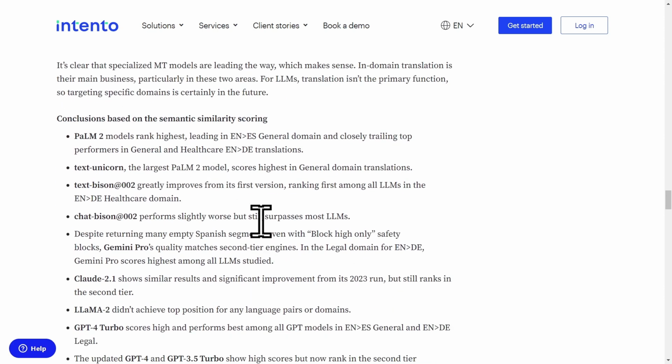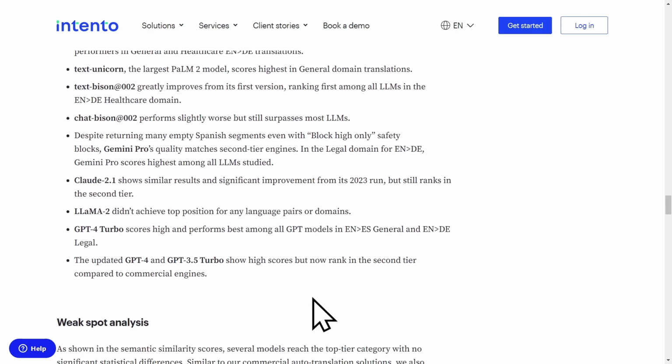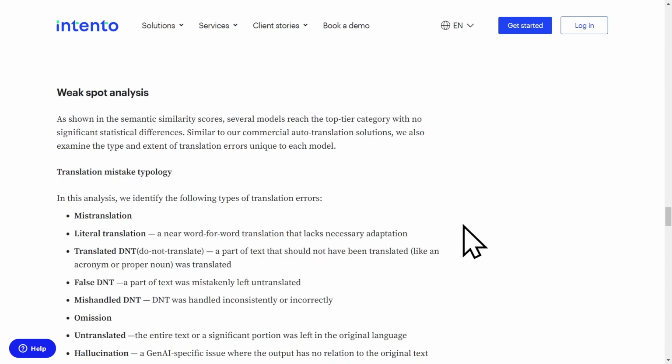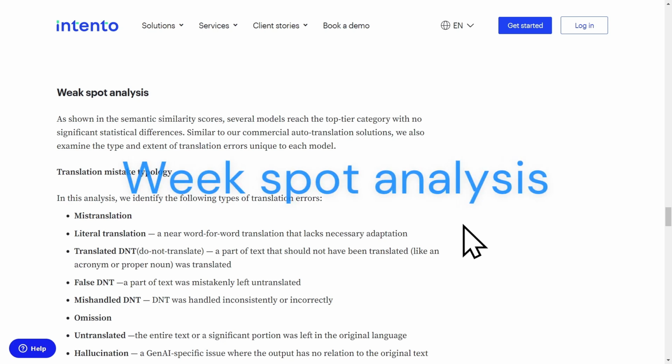Now they give you here a breakdown of what happens specifically with each LLM that has been tested, and that can tell you some interesting things. So for example, one that is widely known, let's look at GPT-4 Turbo. It scores high and performs best among all GPT models in English to Spanish general and English to German legal.